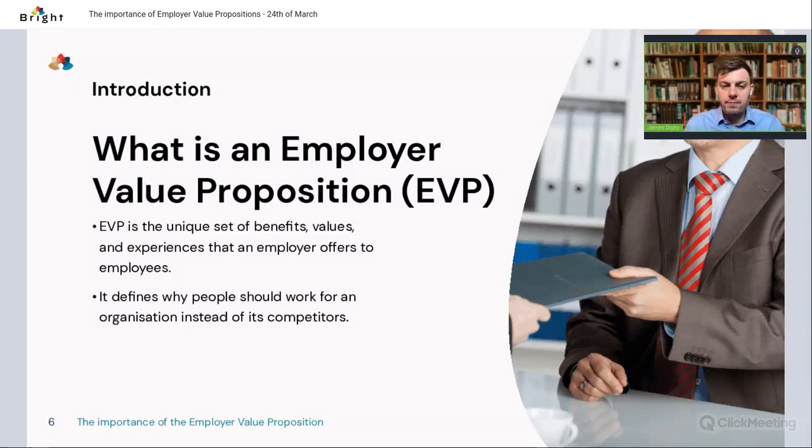So an employer value proposition, which I'm going to call EVP, just to make life a little bit simpler going forward, is a unique set of benefits, values, and experiences that you as an employer can offer to your employees. So it really is there to define why people should work for you and not another organization that you might be competing with for talent. It doesn't necessarily have to be something that you're competing with in terms of your service or your offering, but definitely in terms of the fight for talent. It's trying to make you an employer of choice.